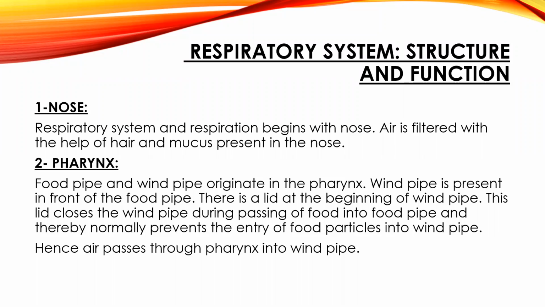Next topic is respiratory system, structure and function. Number 1, nose. Respiratory system and respiration begins with nose. Air is filtered with the help of hair and mucus present in the nose. Number 2, pharynx. Food pipe and windpipe originate in the pharynx. Windpipe is present in front of the food pipe. There is a lid at the beginning of windpipe. This lid closes the windpipe during passing of food into food pipe and thereby normally prevents the entry of food particles into windpipe. Hence, air passes through pharynx into windpipe.